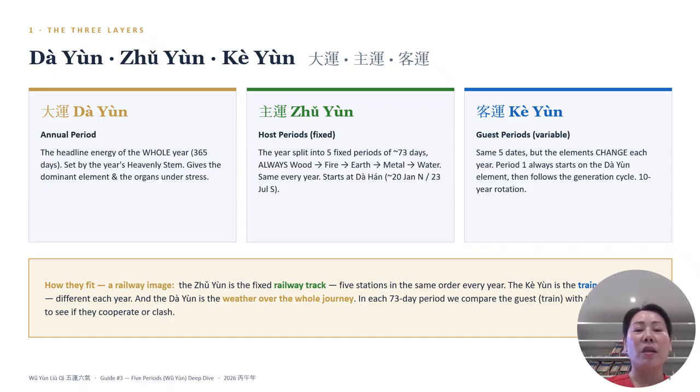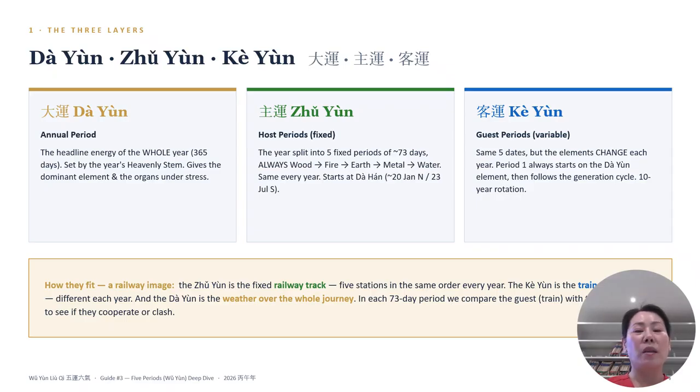The third is Ke-Un, the guest period. Same 5 periods, but here the elements change every year. The first guest period always begins on the year's Da-Un element, and the rest follow the generating cycle. It rotates on a 10-year pattern.